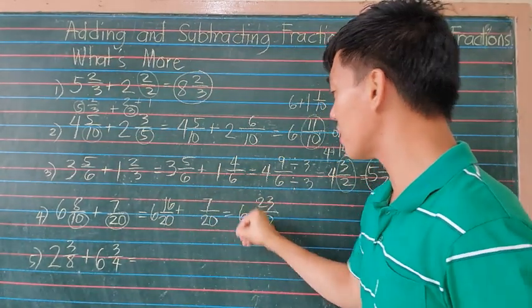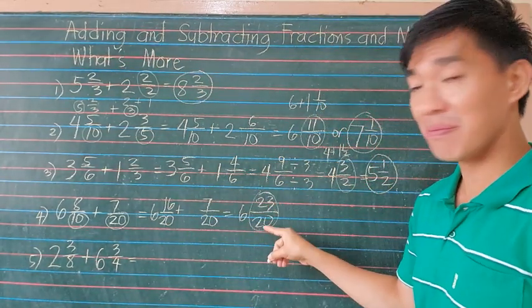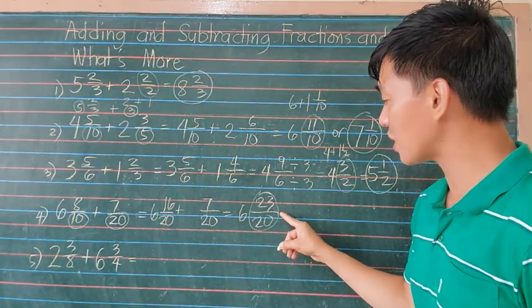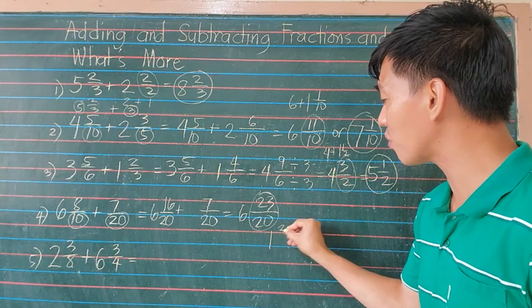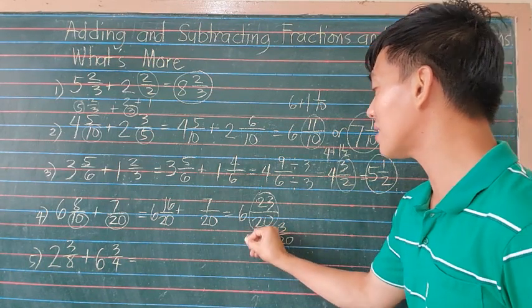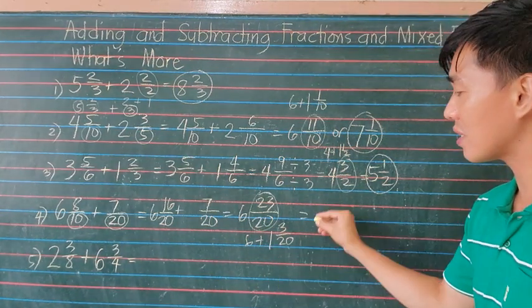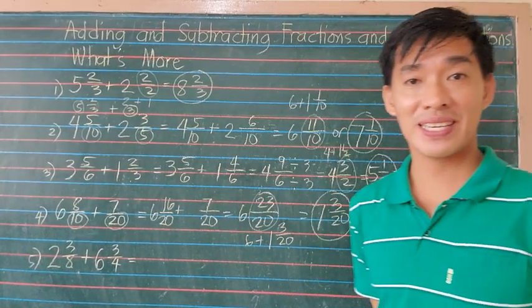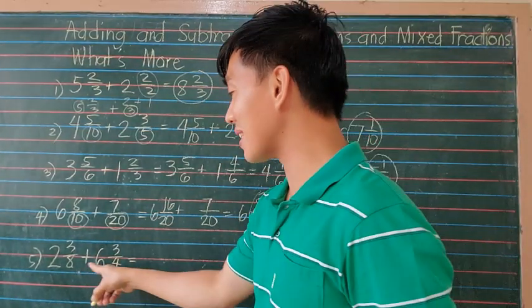So, add the whole numbers. Remember that this is improper, so you could change it into its mixed form, which is 1 and 3/20. Then you add 6, so the final answer is 7 and 3/20. Let's proceed to the last item.